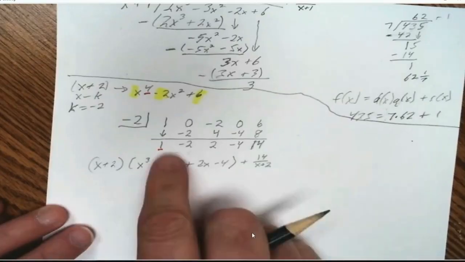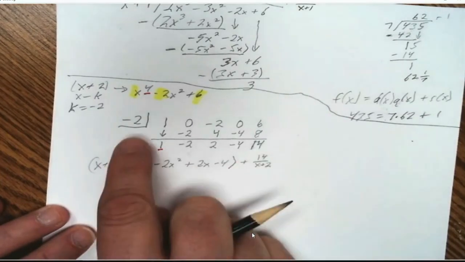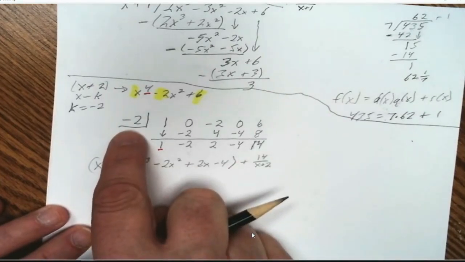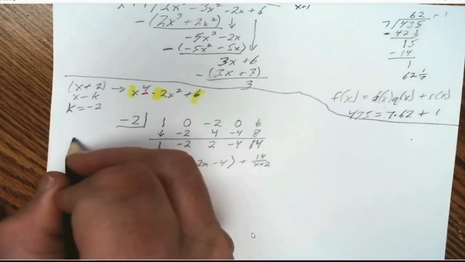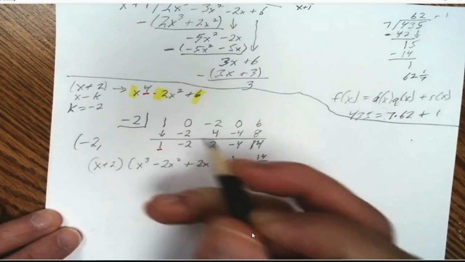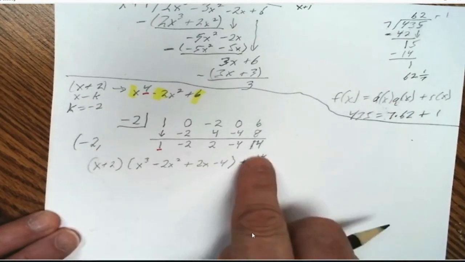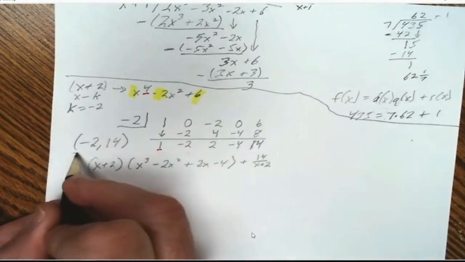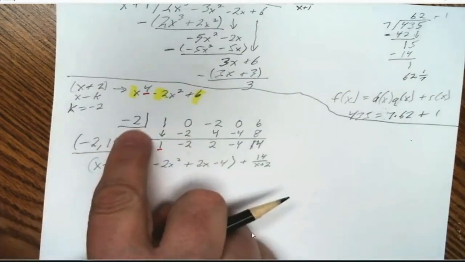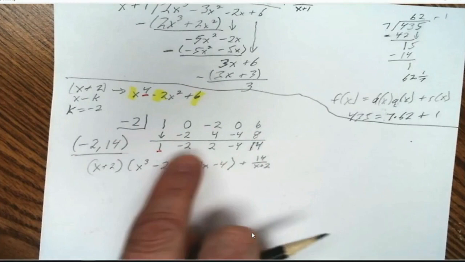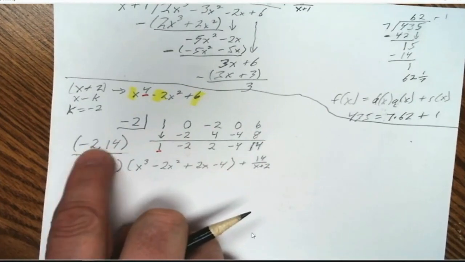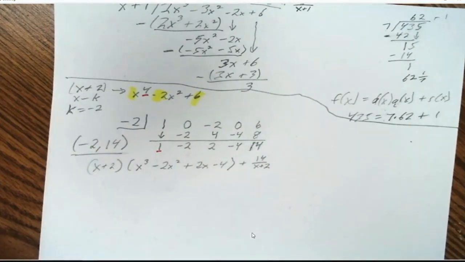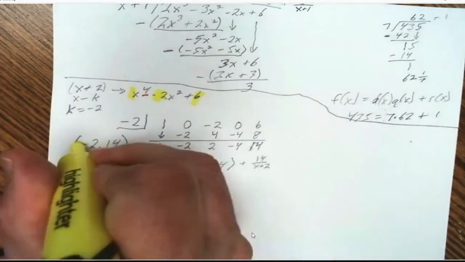We said that since this has a remainder, this is not where it crosses x. But it does mean that the point -2 and the remainder 14, this point does exist. Because when we divided by -2, we had a remainder of 14. So the remainder theorem says that goes as a point on the graph. -2, 14 will exist on this graph.